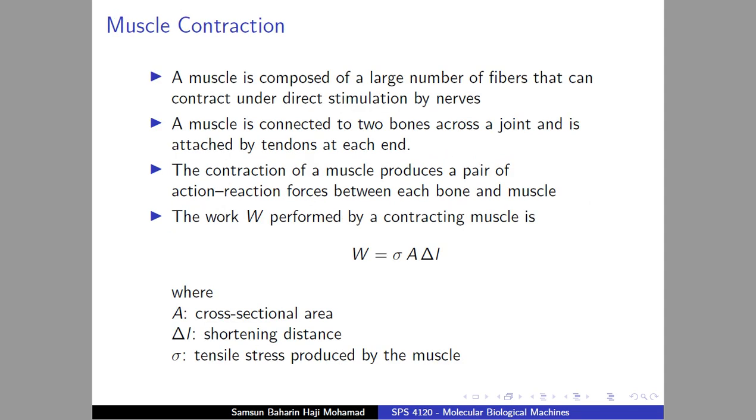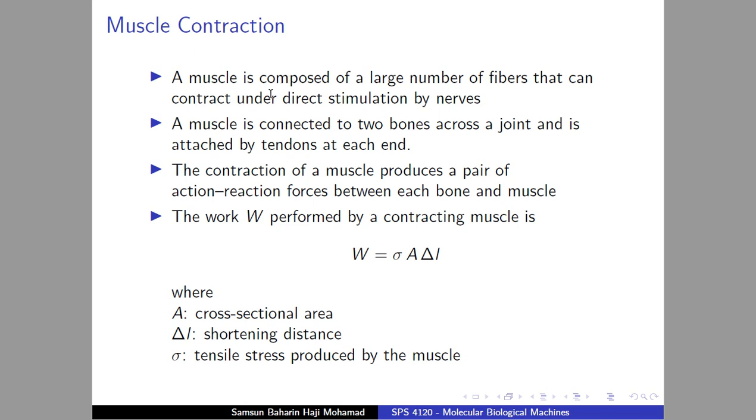Okay, so next, the last one, is muscle contraction. So how can we make the muscle contract? Using this biology knowledge, a muscle is composed of a large number of fibers that can contract under direct stimulation of nerve. So by putting in the stimulus or the ATP, this fiber or this muscle can contract.